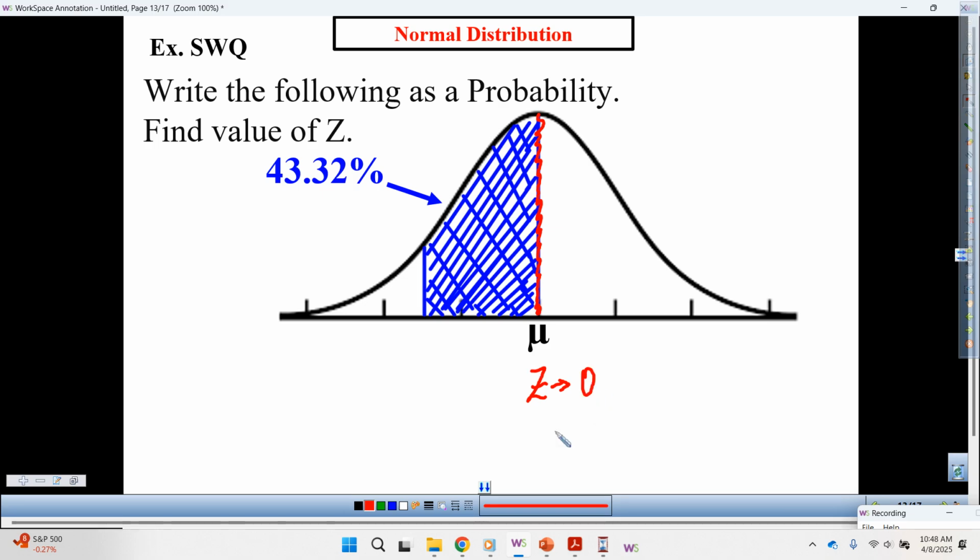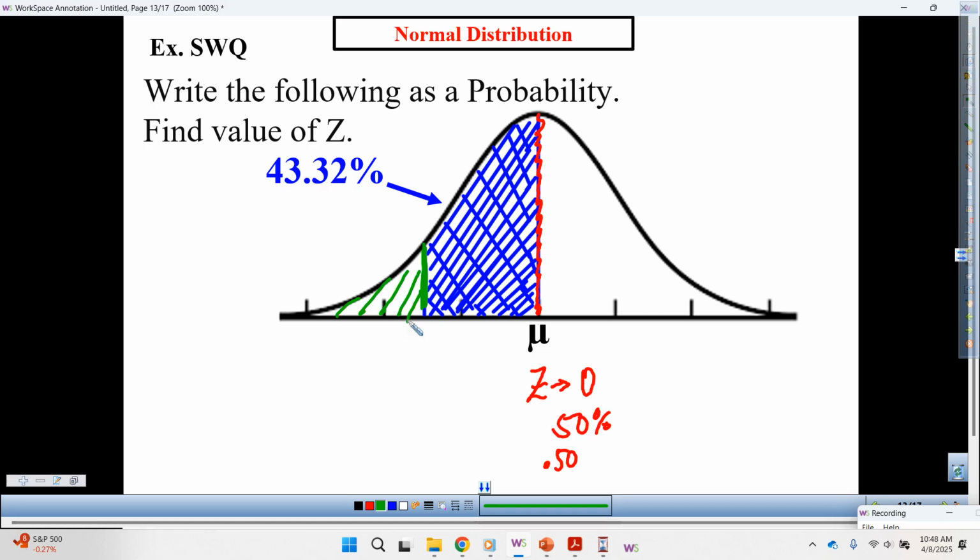Now, what is the percentage of everything to the left of that Z, everyone? 50%. And what is that in decimal form? 0.50. Just leave it as positive for right now. All right. However, that's for the entire area to the left. Do we have the entire area to the left? No. We need to take away what area? From here to the left.